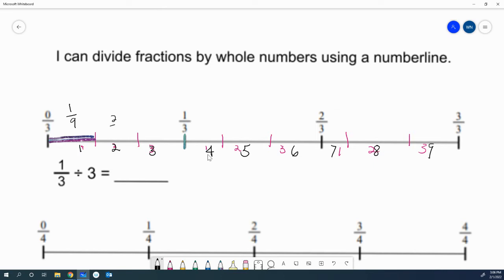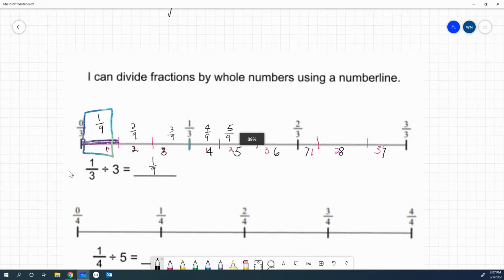And we could continue. We could say 2/9, 3/9, 4/9, 5/9, all the way to 9/9. But remember, we're just looking for this first part, this first square, just like we were yesterday. So I know that if I take my entire 1/3 and I divide it into 3 parts, one of those parts will be 1/9. Looks good, looks good.